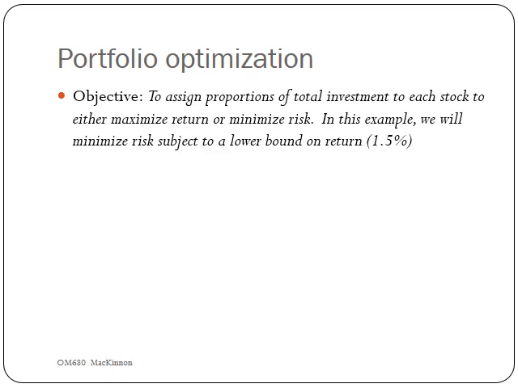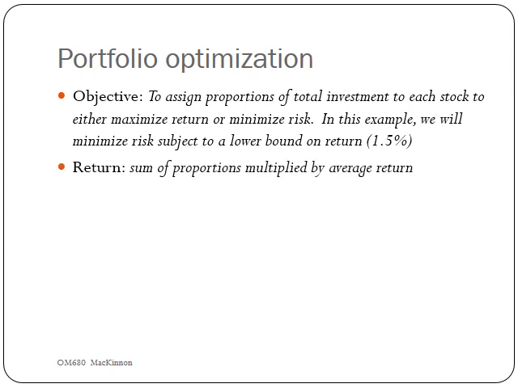So our objective is to assign proportions of our total investment to each of those 5 stocks to either maximize return or minimize risk. In this particular example, we're going to minimize our risk subject to a lower bound on the return of 1.5%. We can't minimize it forever or else we'll never get any return, so we put a lower boundary on the return.